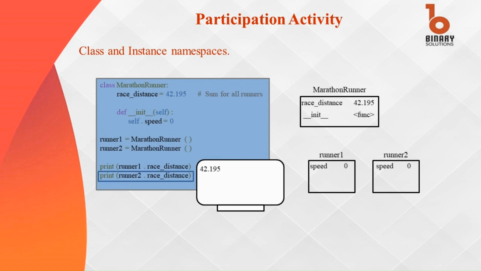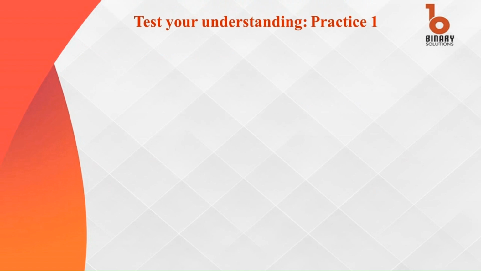This behavior ensures that all instances have access to class attributes unless overridden within an instance, demonstrating how Python searches through namespaces using dot notation. Alright, now that we've explored class and instance object types, it's time to put your knowledge to the test with some practice questions. Take a moment to reflect on each question and then share your answers in the comments below. Let's find out how well you've grasped this concept.